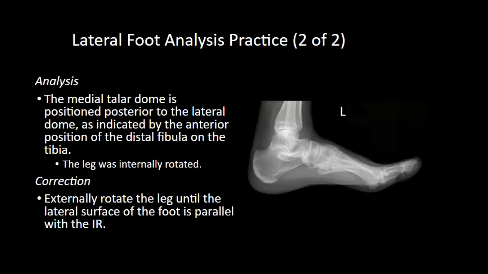In our next practice analysis, again, we want to look at these talar domes. Are they positioned superimposed? And no, I cannot see a tibiotalar joint space here. And so we need to figure out what's going on. In this projection, the lateral talar dome is positioned anterior to the medial talar dome. The foot was internally rotated. So we need to externally rotate the leg until that lateral surface of that foot is parallel with the IR.